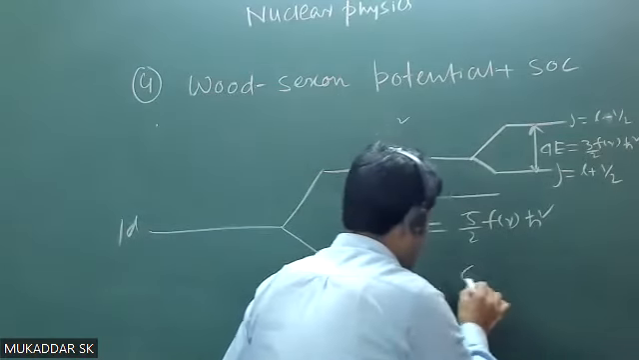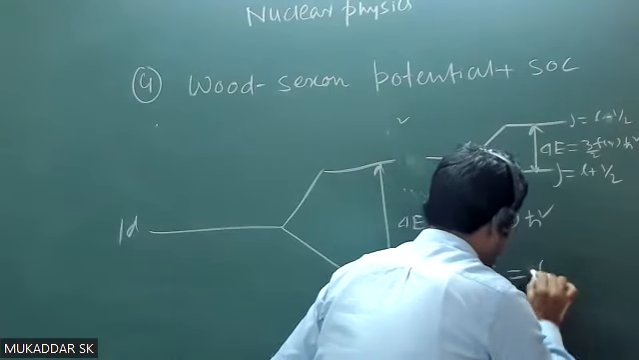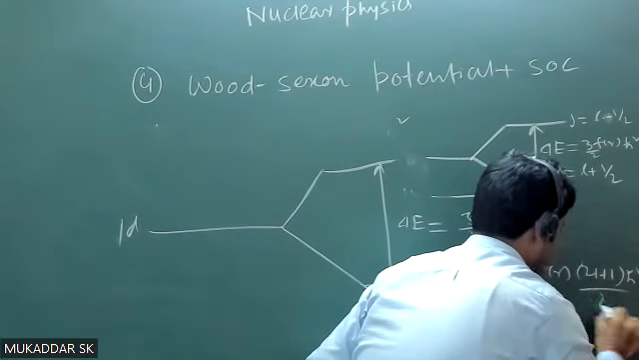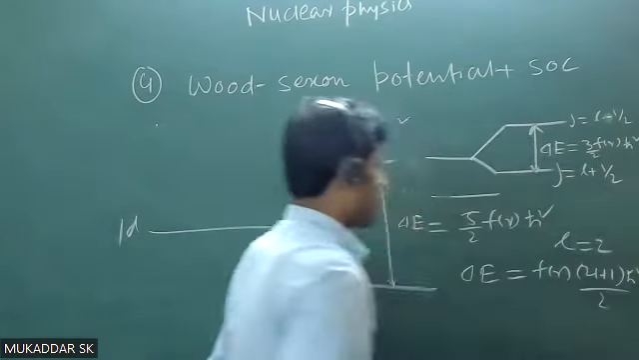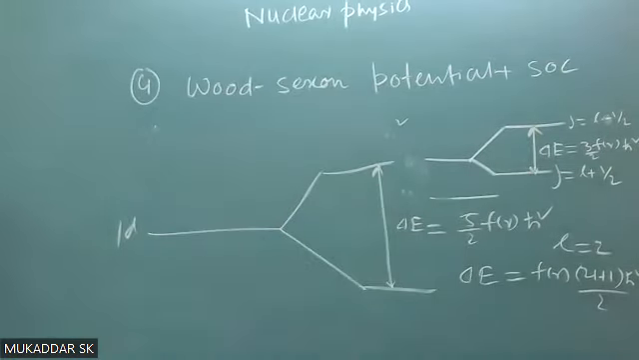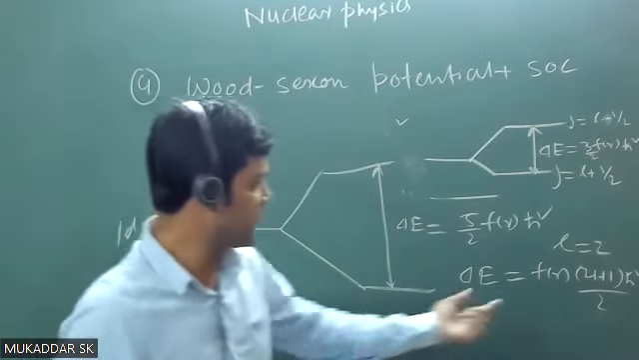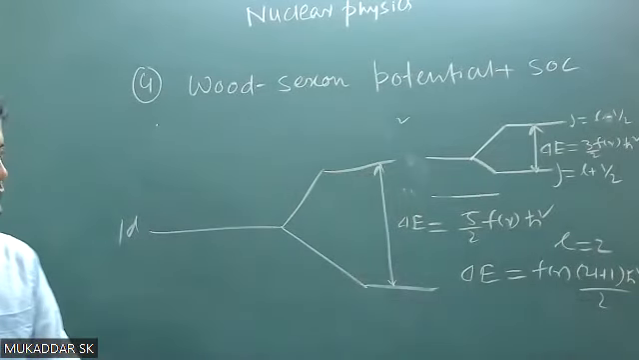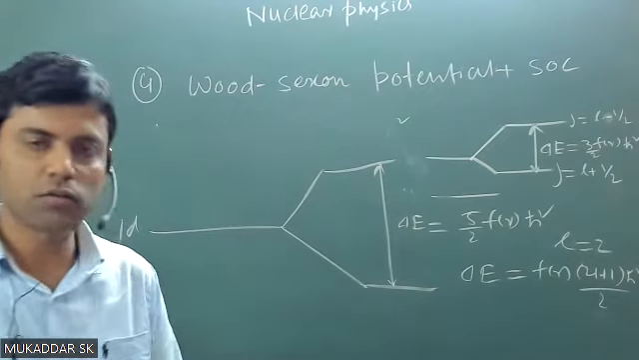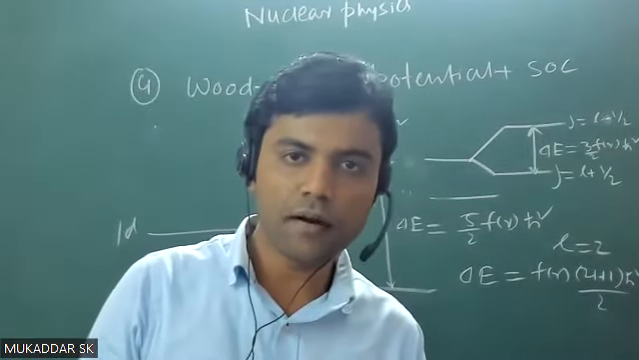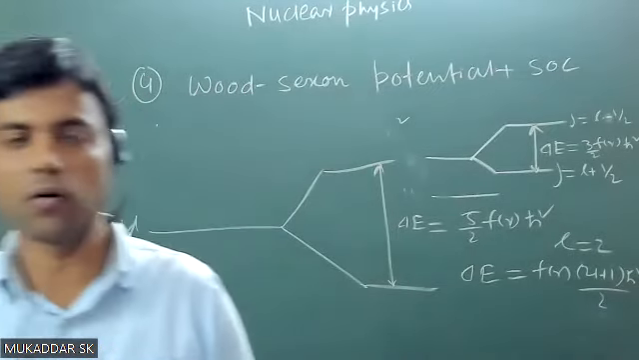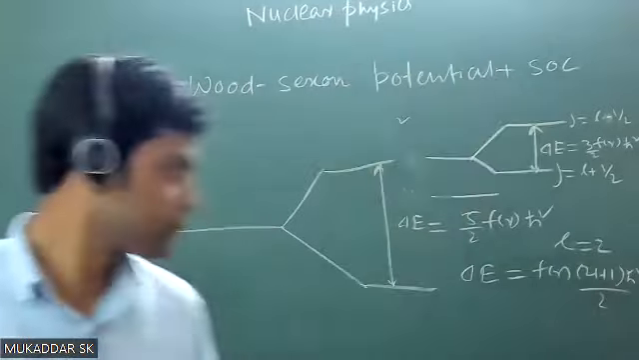because delta E depends upon what? ζ_nl (2l+1)/2 ħ², and for D, l equals 2. So what I'm trying to say is, if you increase the l value, the splitting will be large. So for any l not equal to zero, the state will be split into two states. The upper state corresponds to j equals l plus half, and the lower state to l minus half.